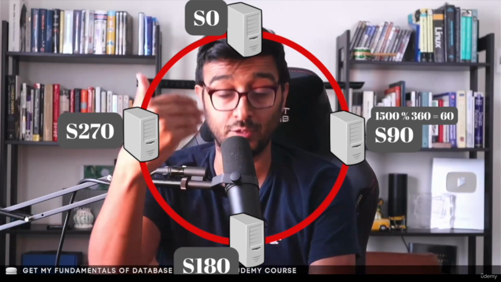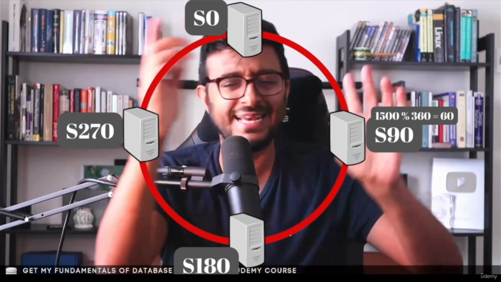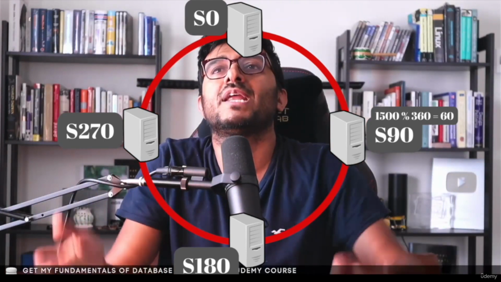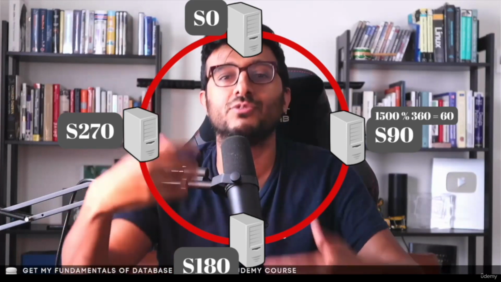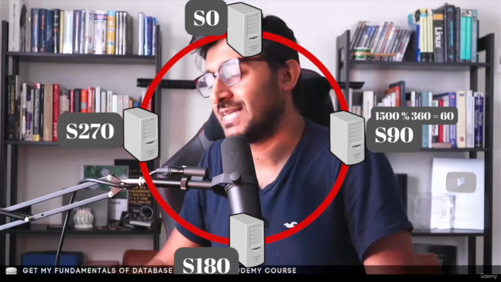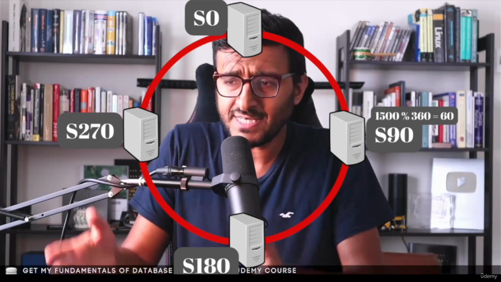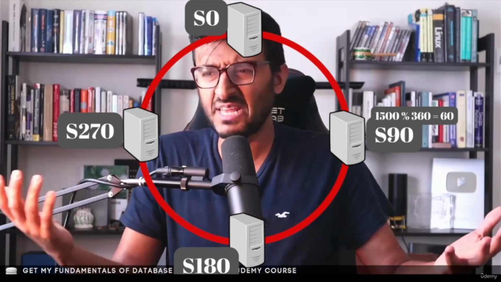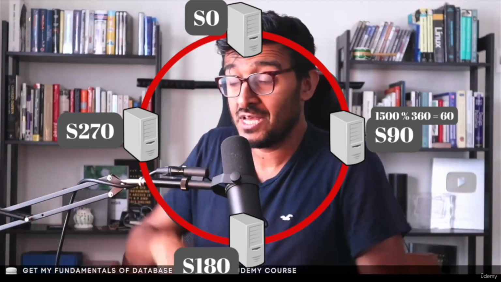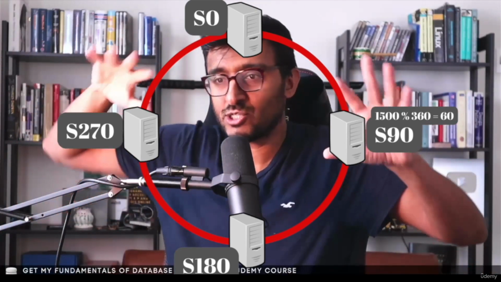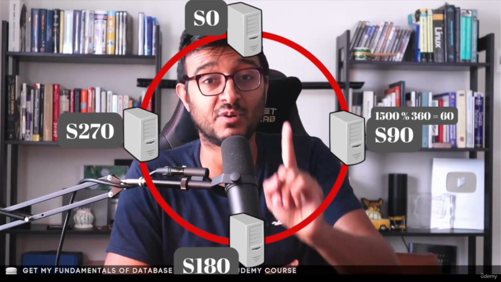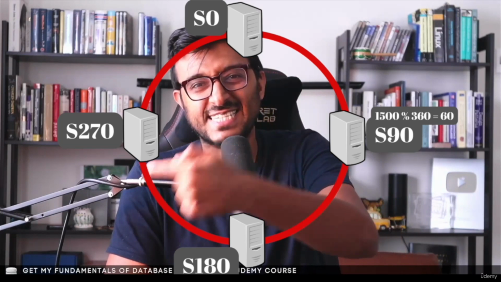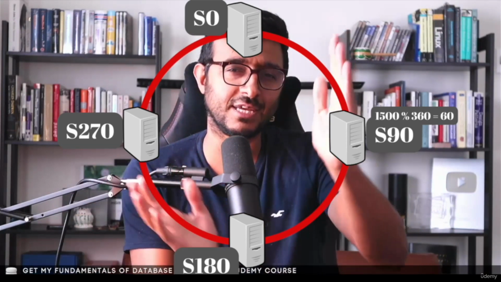So what you're going to do is you're going to do modulo 360, which is this circle. Again, don't be very specific on the value 360. You can double this and double this and double this to get more values. But again, this is just an example. So if I take 1500, right, and modulo 360, I'm going to get a value of 60. If you think about it, S60 doesn't exist. There is no server marked 60. But here's a trick. We do have a server marked as 0, and we have a S90. So S60 really fits between the 0 and the 90.